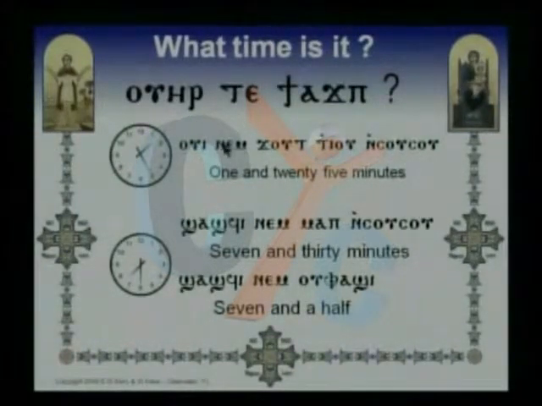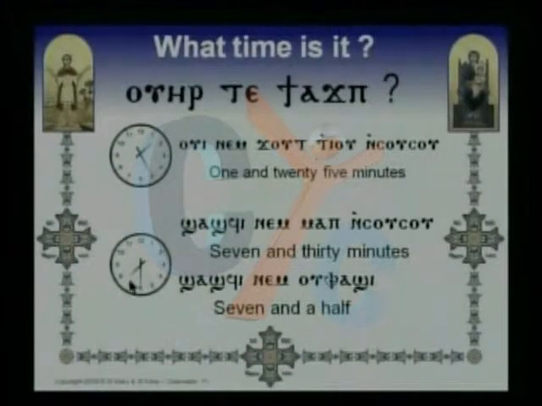Here it is 1 and 25 minutes. So it is owi, which is 1. Name, gut etu is 25, and susu. So it's owi, nem gut etu, and susu. 1 and 25 minutes.